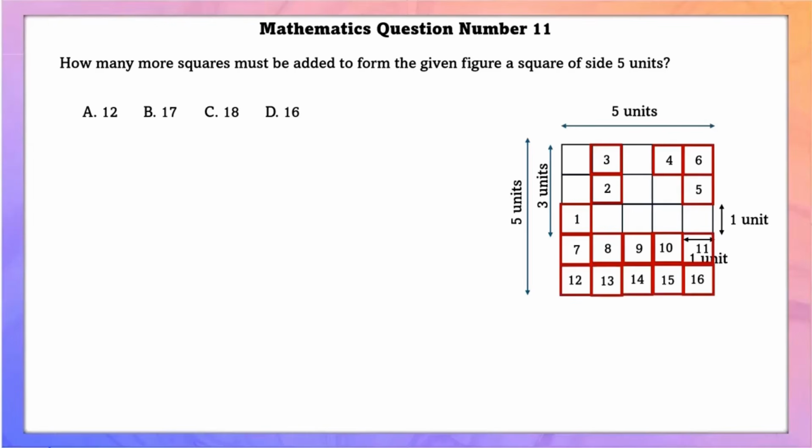After adding 2 rows and filling up the spaces, we can see that we need 16 more squares to make this square a 5 unit square.